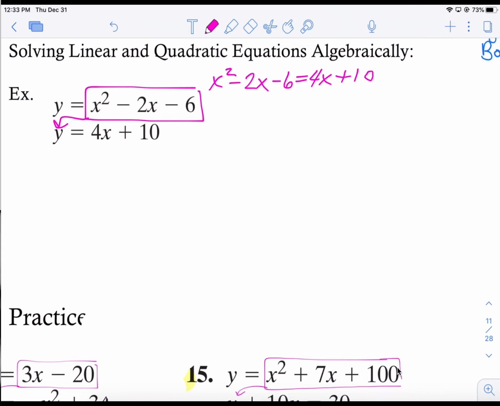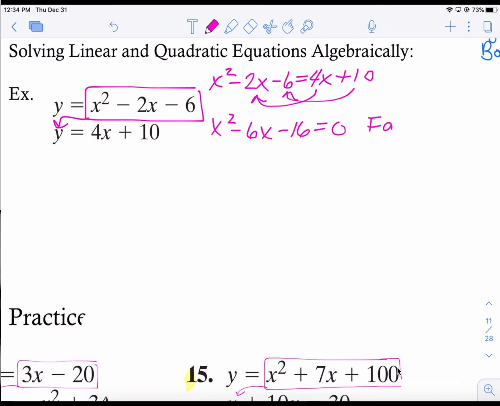Now remember when we solve quadratics, two rules. Number one, make sure the x squared is positive. Number two, make sure it equals 0. So I'm going to move the 4x over to this side because x squared is already positive, and I'm going to move the 10 over to this side. So we have x squared minus 6x, because I subtracted 4, minus 16, because I subtracted 10, equals 0.